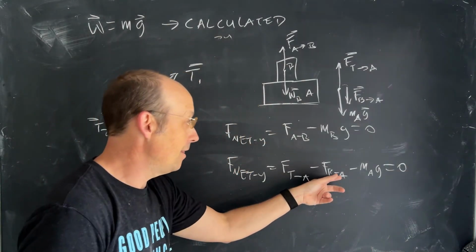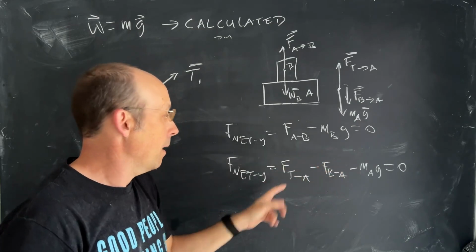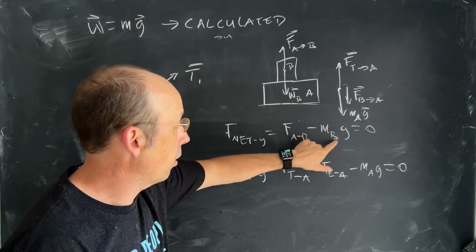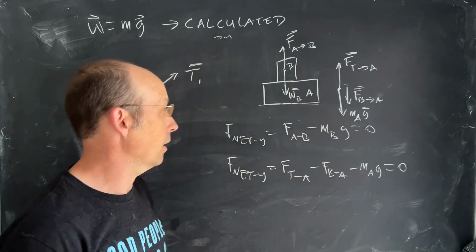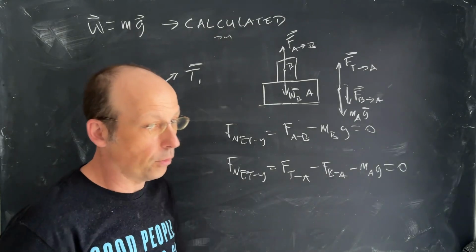So yes, this is equal and opposite to that, but they're different forces. Make sure that in my diagram here for block B, they all are acting on B. On block A, they're all acting on A. Okay. And these two would be equal and opposite, but they're different forces.